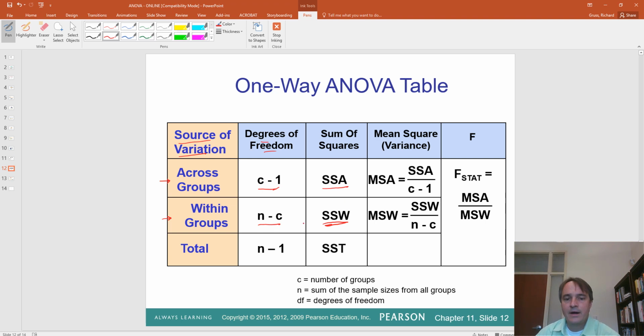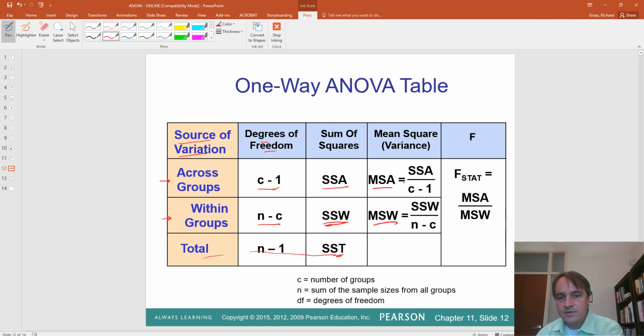And so this bottom row, which is not actually part of the hypothesis test, you can see is just the sum of the 2 rows above it. So for example, c minus 1 plus n minus c, the c's cancel, and we're left with just n minus 1. Sum of squares across plus sum of squares within is going to be equal to sum of squares total. Okay, but what we want are these two.